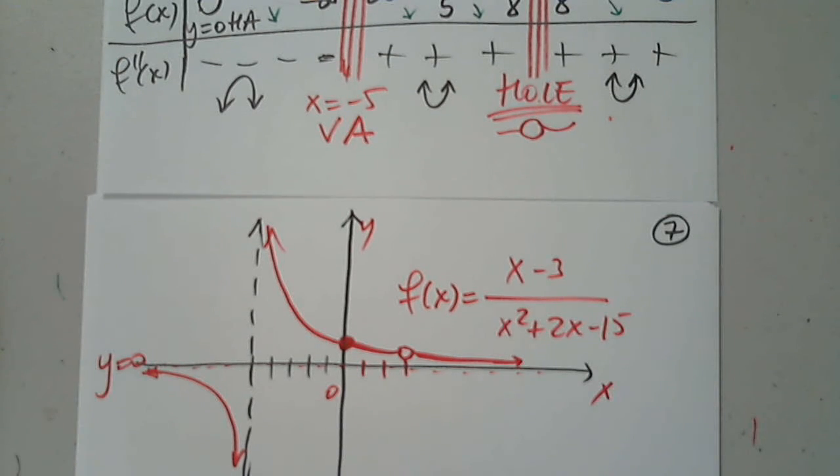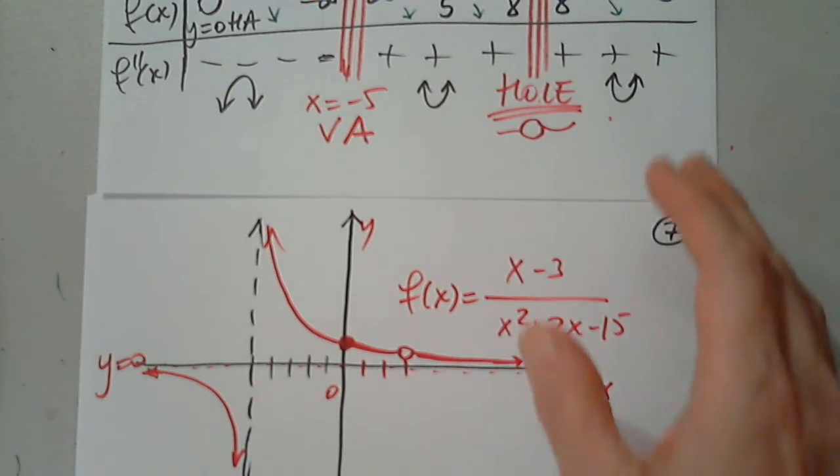I don't know what you are interested in. 57. Say it again. 57. Value of a stock. Okay, perfect.